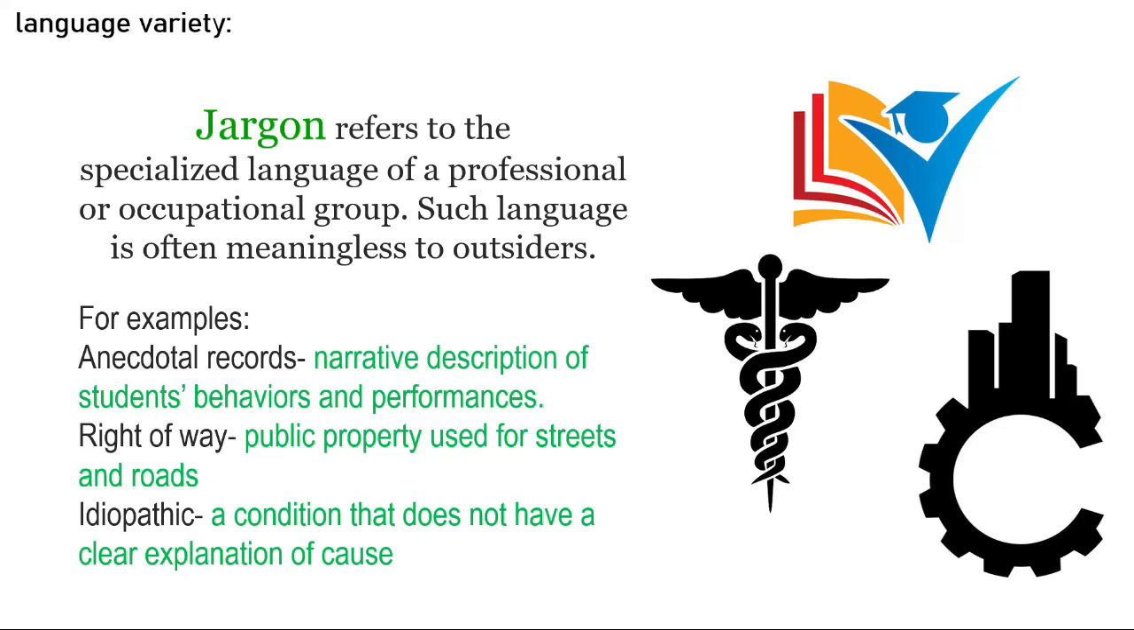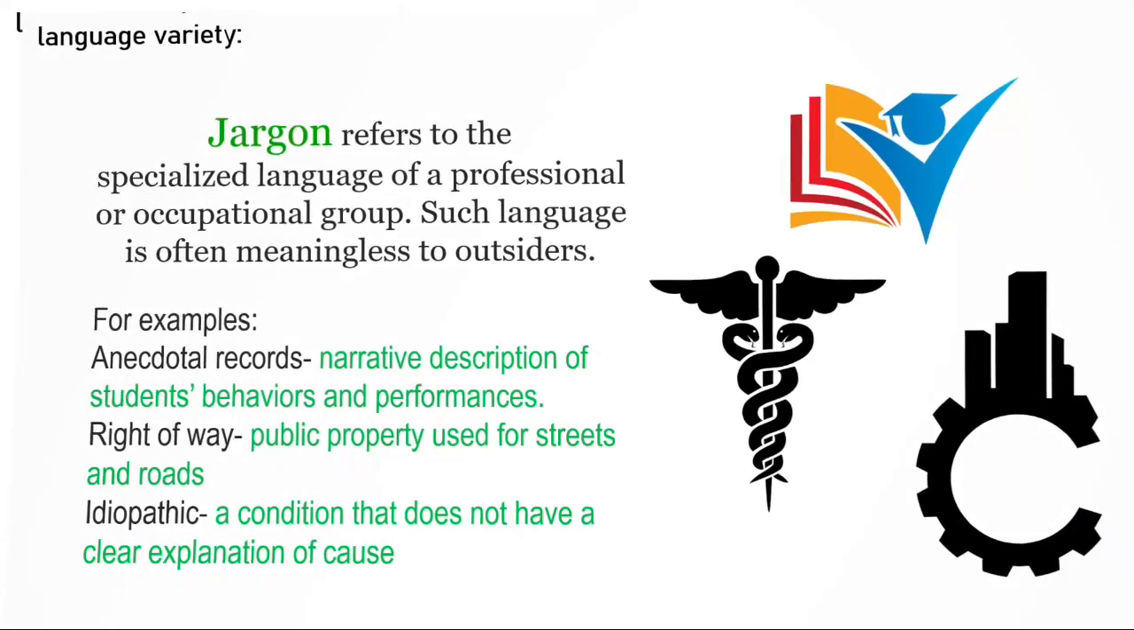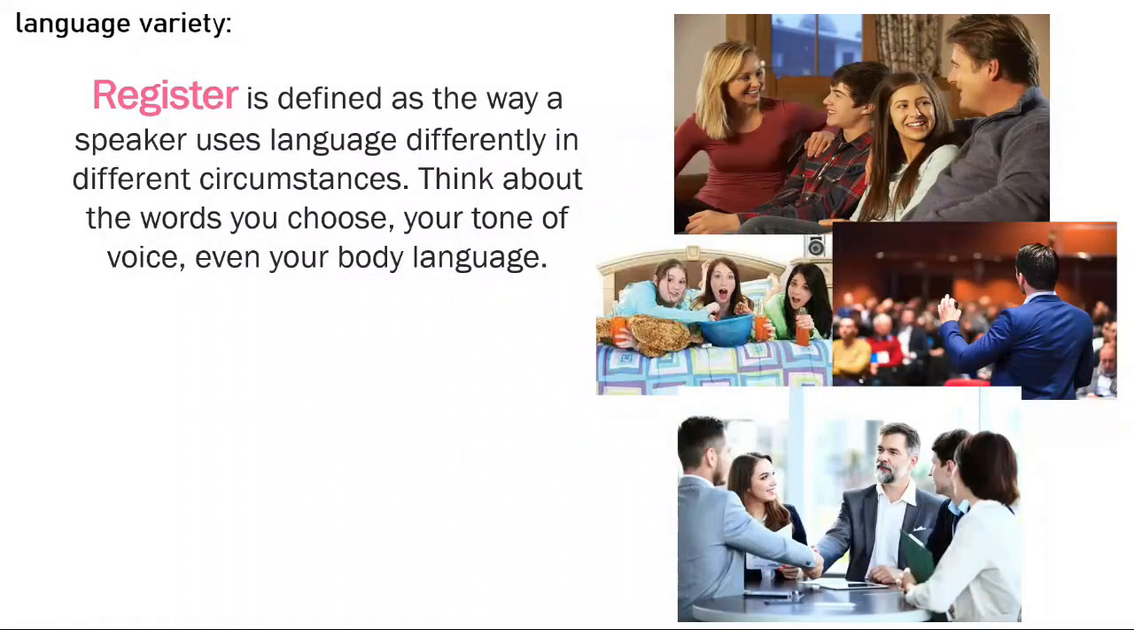Right of way, it's a public property used for streets and roads. So this one is an engineering jargon. Lastly, idiopathic. So it's a condition that does not have a clear explanation of cause. So it's a medicine jargon.